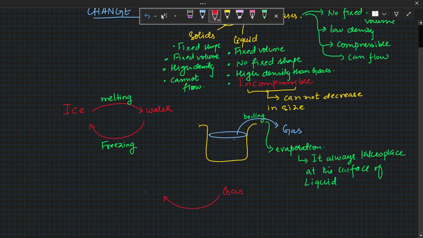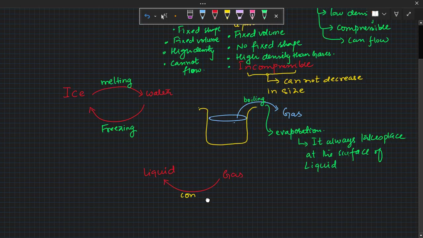And if there's a conversion of gas to liquid, which process takes place? No, gas to liquid, I'm saying. It's condensation, right? Clear?